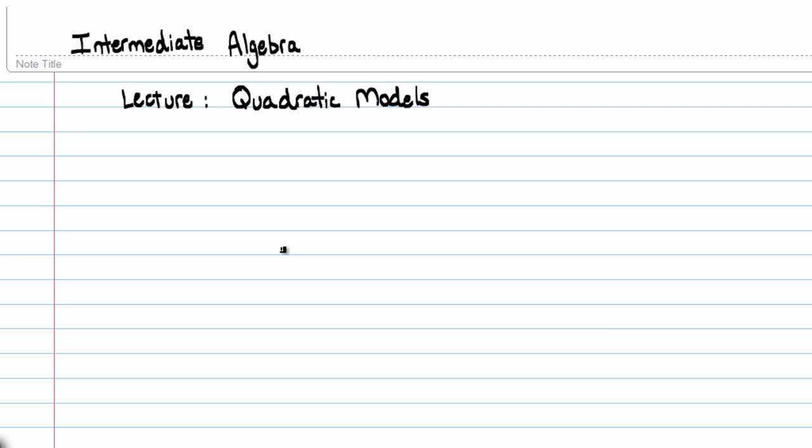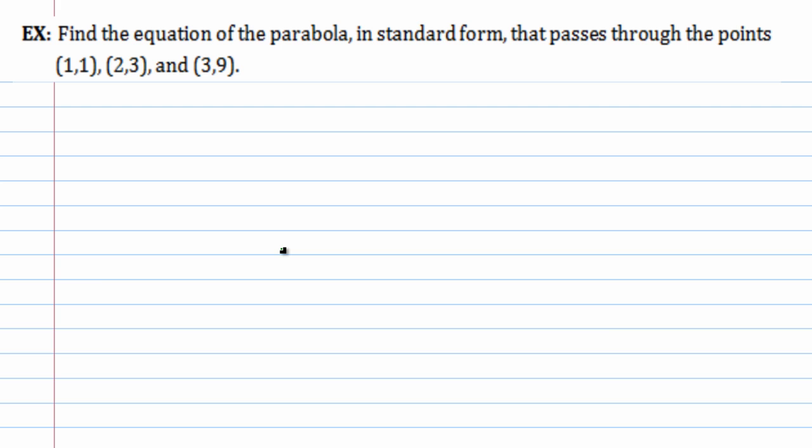This is a lecture for intermediate algebra on quadratic models, specifically using data points to create quadratic models for specific situations. This all pretty much comes down to one idea. Use a system of equations to build your parabola or your quadratic model. And we'll show how to do this by doing a basic example where I just give you 3 points and tell you there's a parabola that goes through these 3 points, and I want to know what is the equation of that parabola.